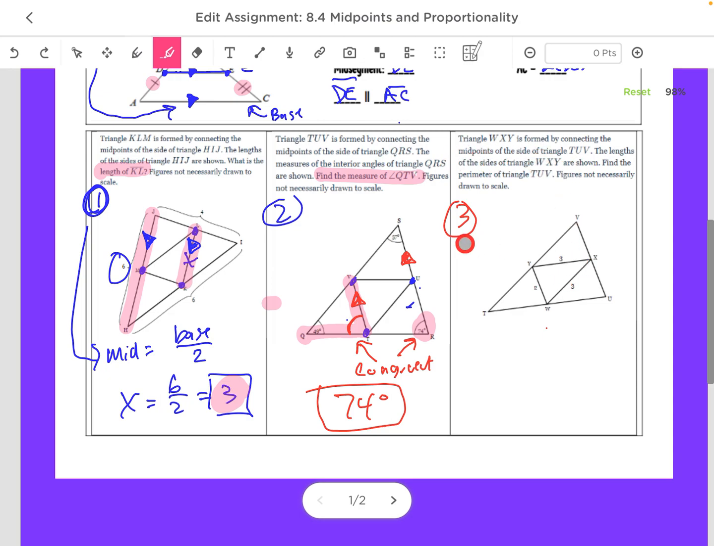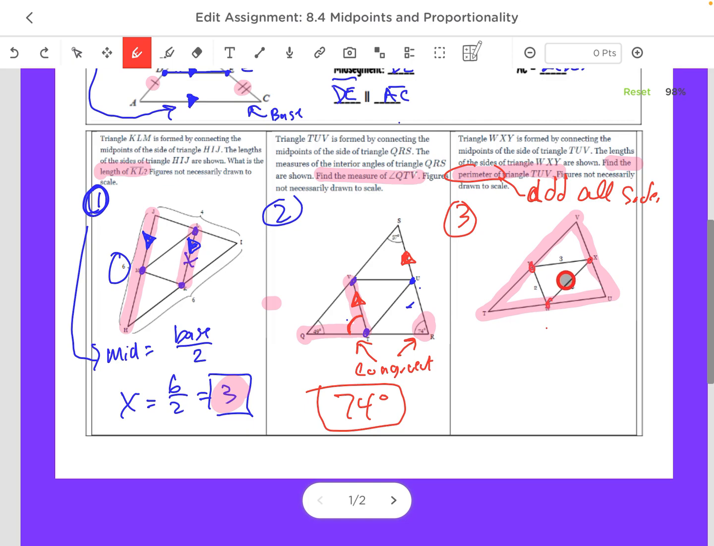So we know that these are the midpoints. Now this one's a little different. The previous one gave us the measurements of the big triangle on the outside. This one gives us the measurements of the small one, so we're going to go the other way. It says find the perimeter of TUV. The perimeter means add all the sides, so we need to know how much these sides are.